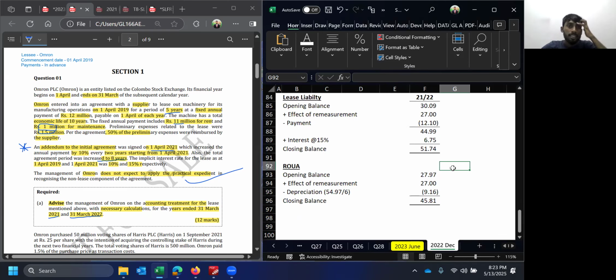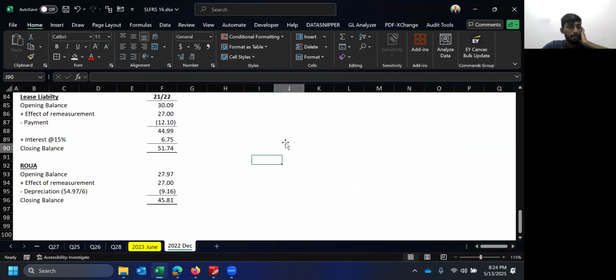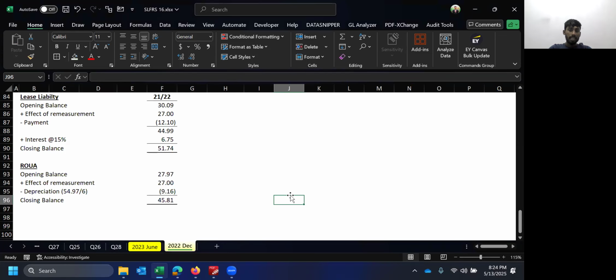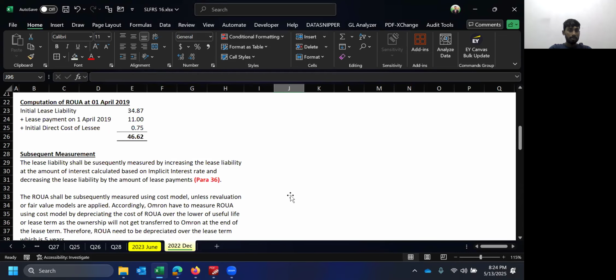Clear? Okay. This is kind of a comprehensive question. That's why they have given 12 marks, starting from initial measurement to subsequent measurement.